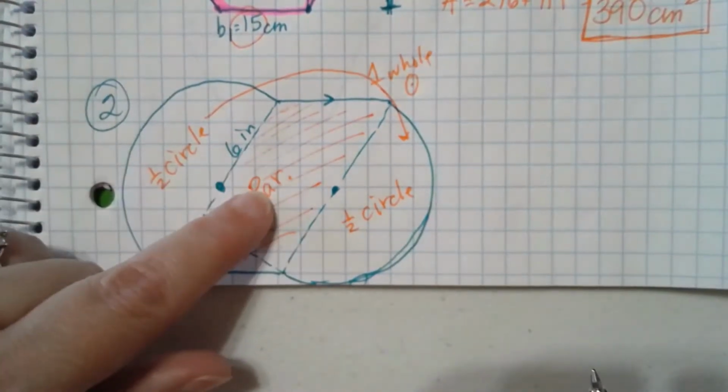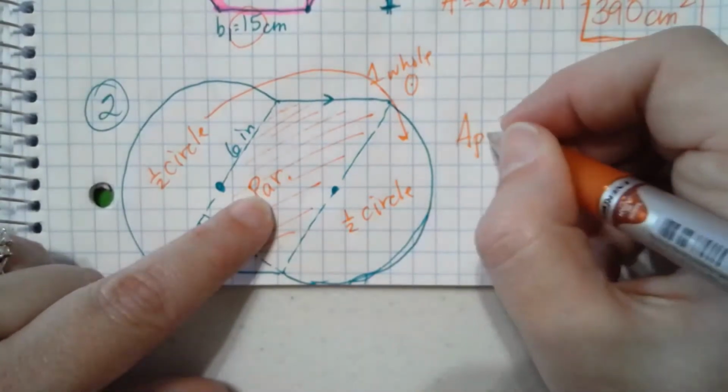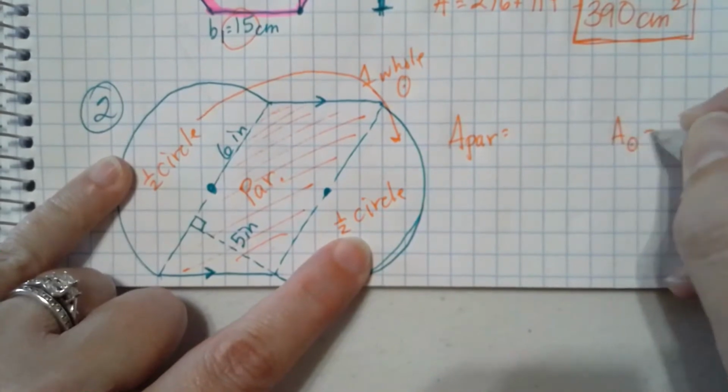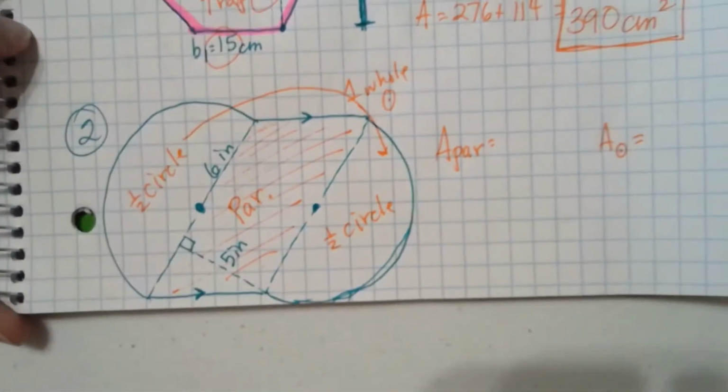So I'm going to have this parallelogram in the middle, area of the parallelogram, and then I'm going to have the area of the circle, and then we'll add them together and be done.